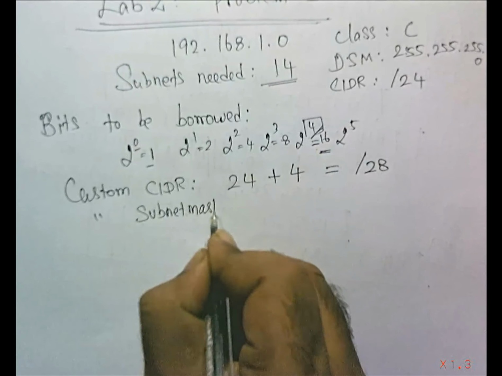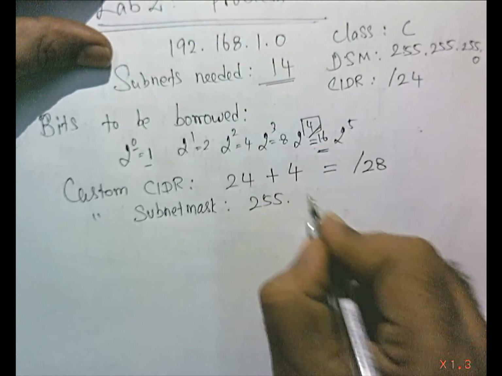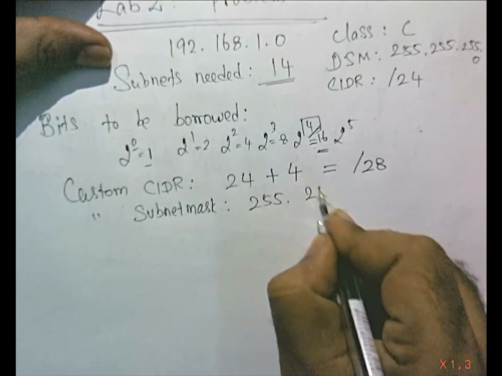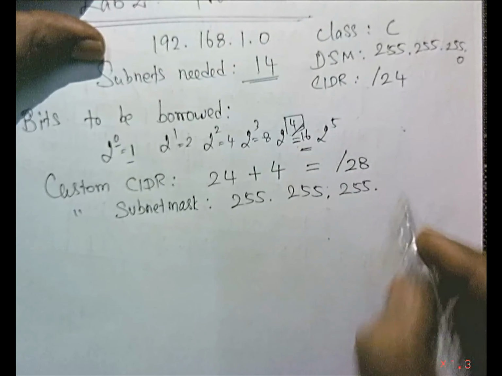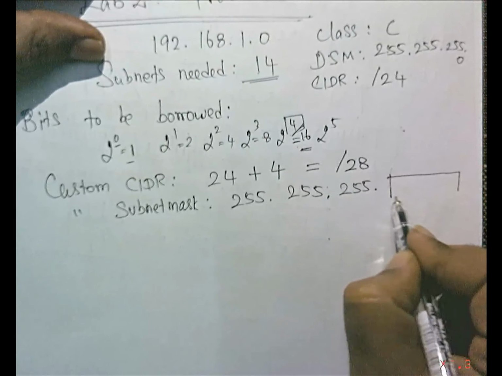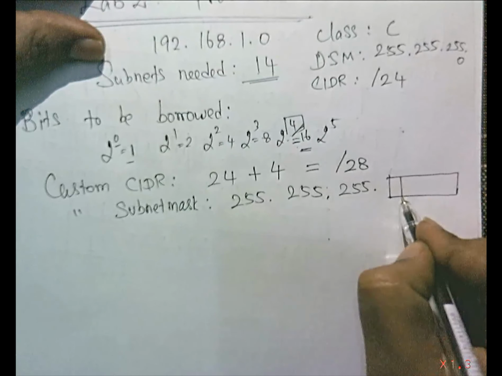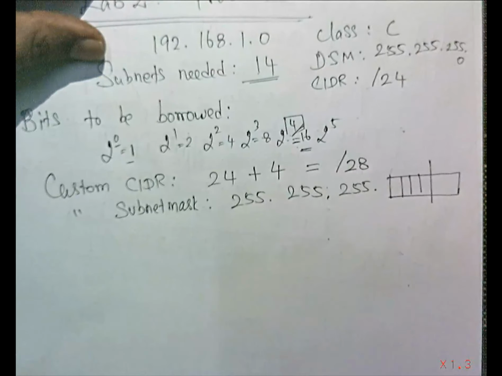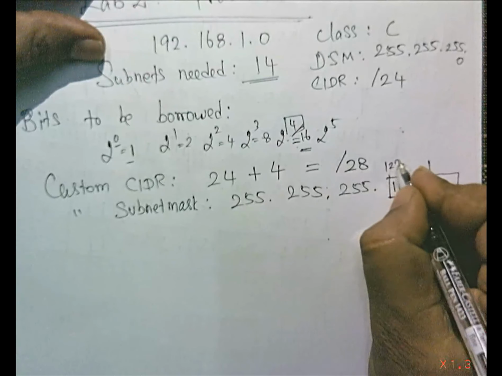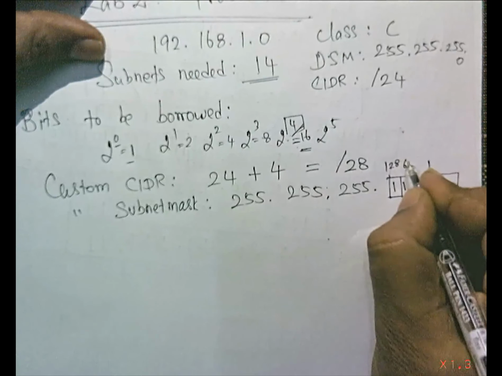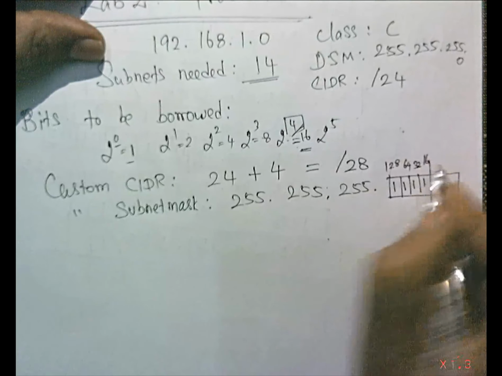The custom subnet mask is: first octet 255, no change. The second octet is going to be 255. The third octet is also 255. Now from the last octet we are going to borrow 4 bits: 1, 2, 3, 4. So 4 bits we are going to borrow, and these are going to be 1. What is the place value? This is going to be 128, this is 64, this is 32, and here it is 16.